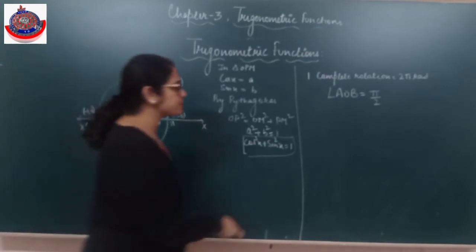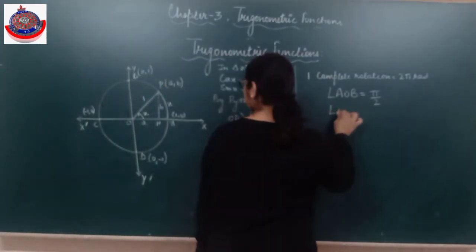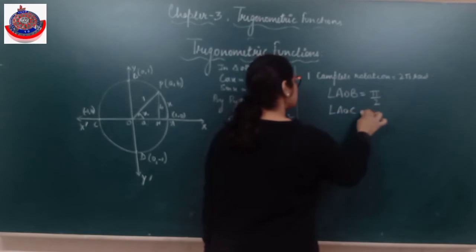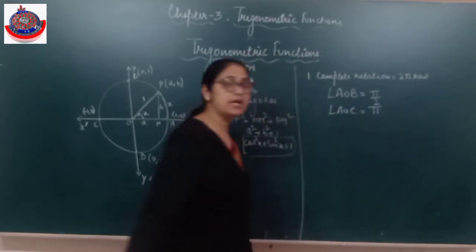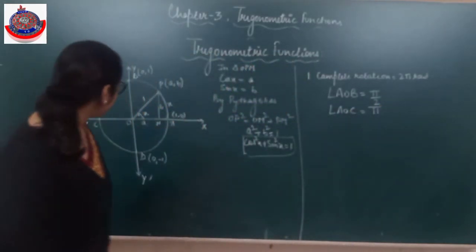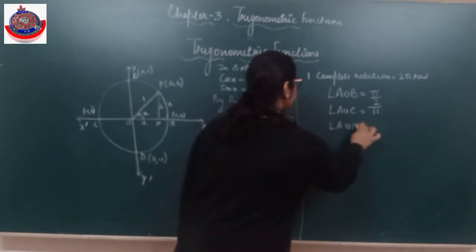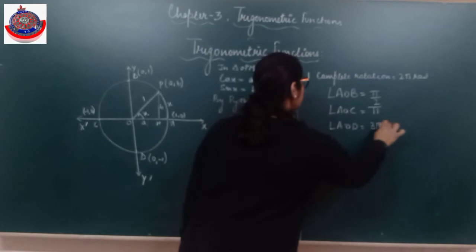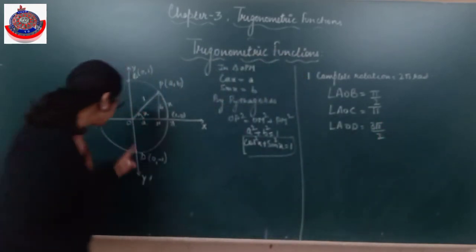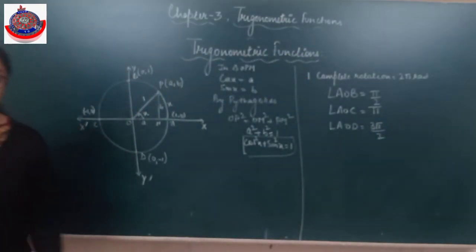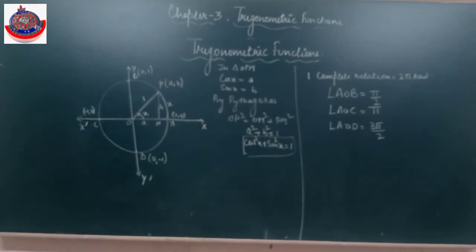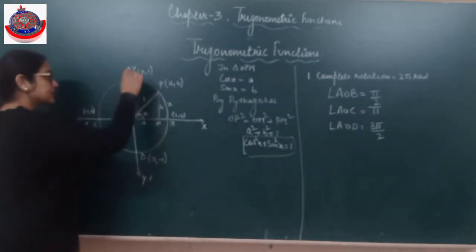Now what do we call 180 in radians? If I talk about angle AOC, that will be pi radians. If I talk about angle AOD, that is 3 pi by 2. 180 plus 90, that is 270. Is this clear?